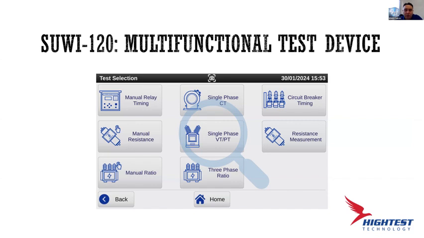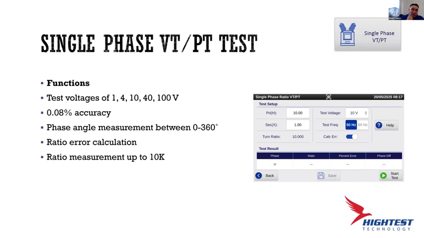that we need to focus on for the protection system test. For the VT and PT tests, we can apply a test voltage starting from 1 volt to 100 volts, 4 volts, 10 volts, 40 volts. The accuracy is again 0.08. Phase angle measurement, we can just perform ratio error calculation, ratio measurement, again up to 10,000.